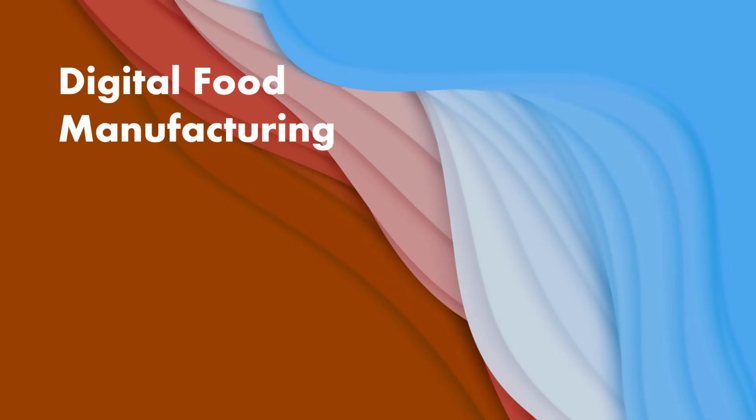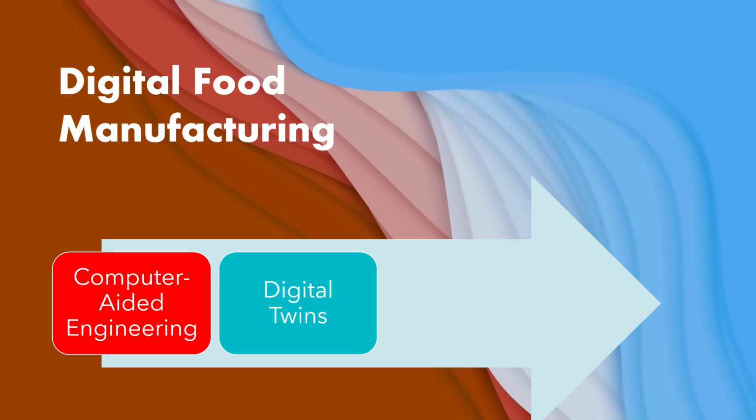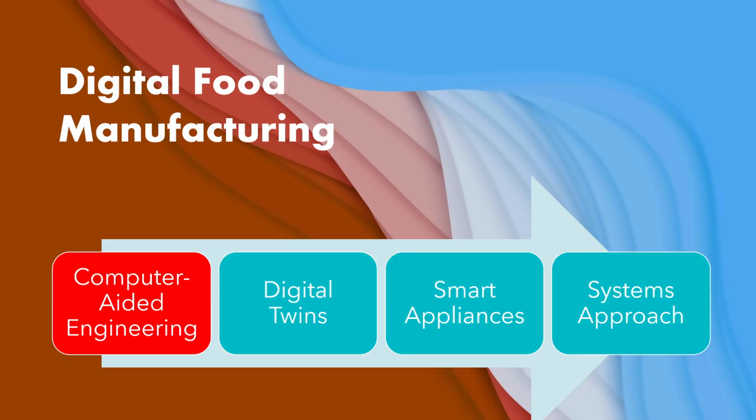digital food manufacturing. So, what do we mean by digital food manufacturing? Of course, there can be many different definitions and many different things included, but I'm going to talk about just four different things. I've picked just four such items that are often talked about. One is computer aided engineering. Another one is digital twins. You may have heard of it. Then smart appliances and systems approach.